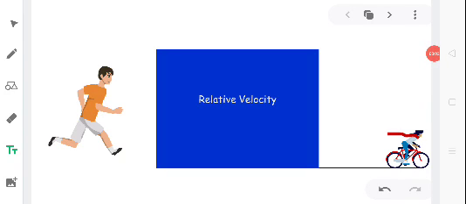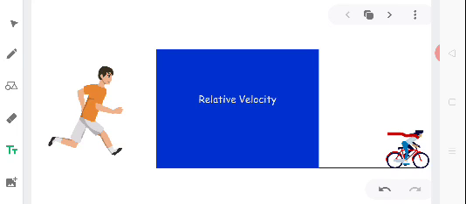Welcome back, students. Today we will be discussing the topic of relative velocity. The word relative is often used whenever we are making any kind of comparison. Talking about comparison, obviously there should be two physical quantities. What are these two physical quantities? Here we are comparing the velocity. Velocity is the physical quantity, and the velocity of one object with respect to the other is what we refer to as relative velocity.